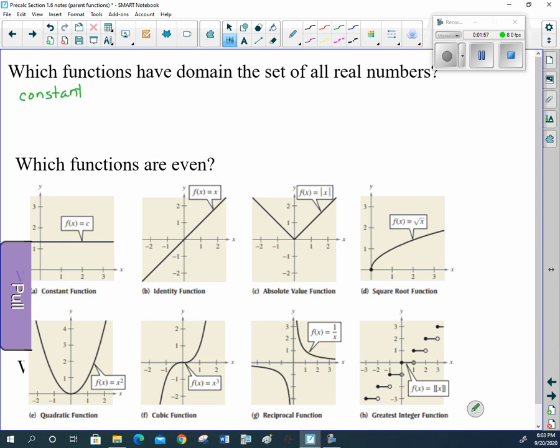The identity function. Absolute value. Quadratic. The square root function doesn't have a domain of all reals. The quadratic does. The cubic function does. The reciprocal function does not. And the greatest integer function does.